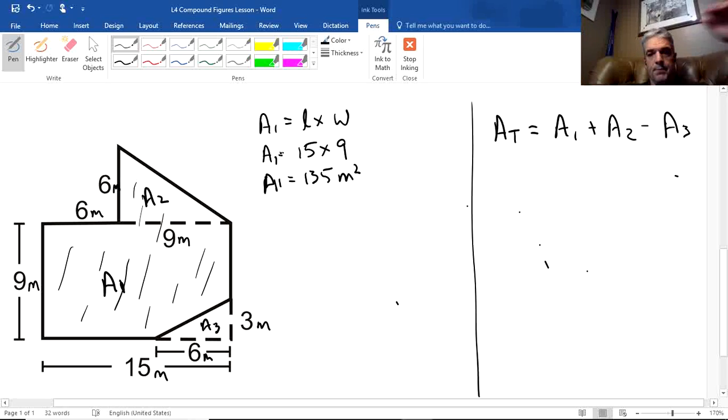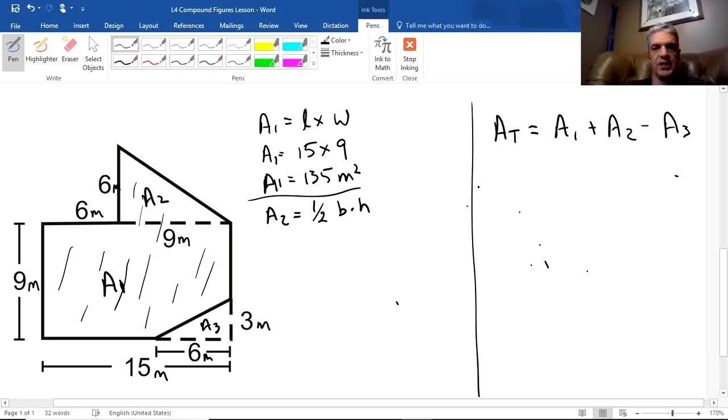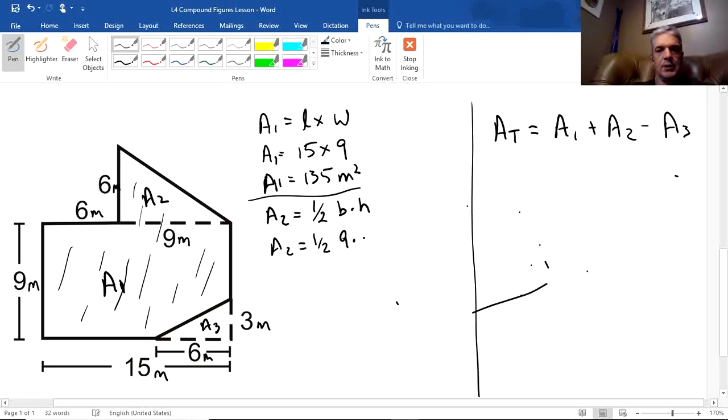Here's what goes on next: we're going to move to A2, area 2, and area 2 is a triangle, so it's 1/2 the base times the height, and I can put a line there just to distinguish between the two. A2 equals 1/2 the base is 9 and the height is 6, so it's 1/2 times 9 times 6. And so if I do the math on that, it works out to 27 meters squared, okay?